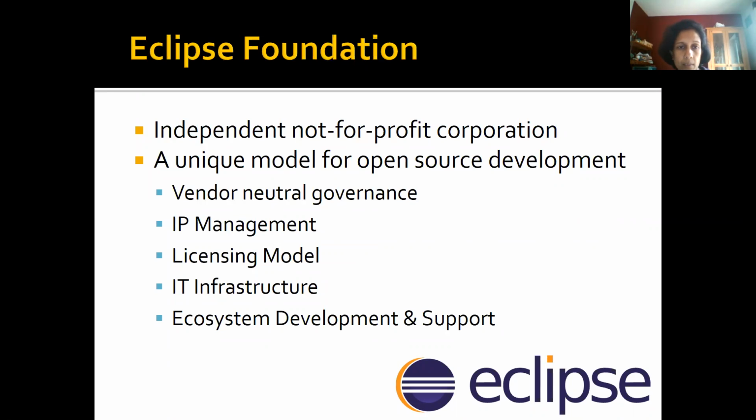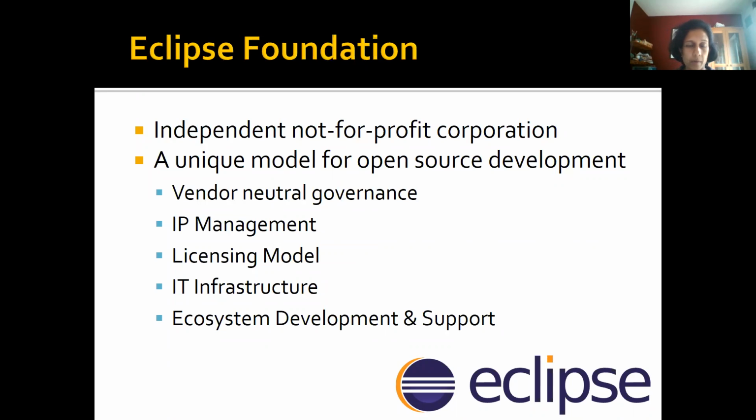So the key thing, and I'll come back to this later, is vendor neutral governance. But in addition to that, it provides services for things like IP management, a licensing model, IT infrastructure for building software projects and delivering them to the end adopters, and very importantly, the ecosystem development and support.